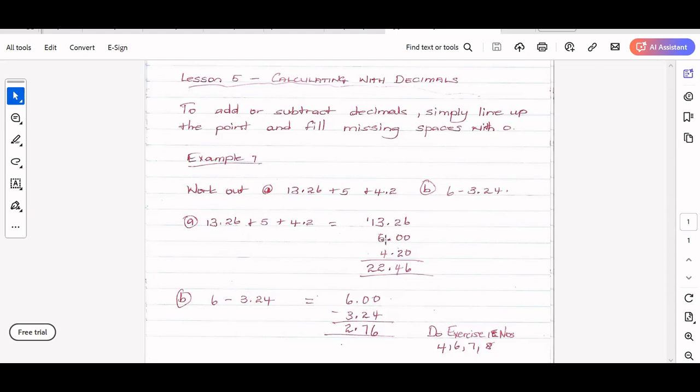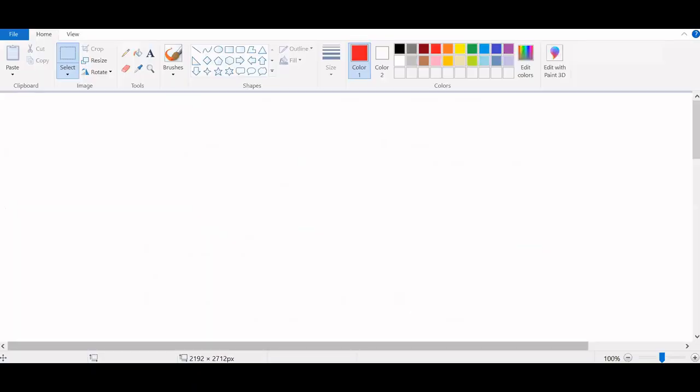So let's look at example 7. It says, work out these decimal addition and subtraction questions. So let's work them out. The first question asked to work out 13.26 plus 5 plus 4.2. So let's line these up.